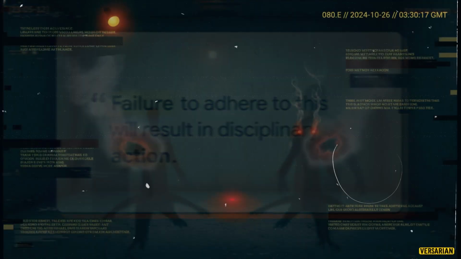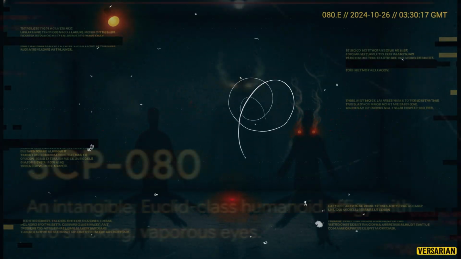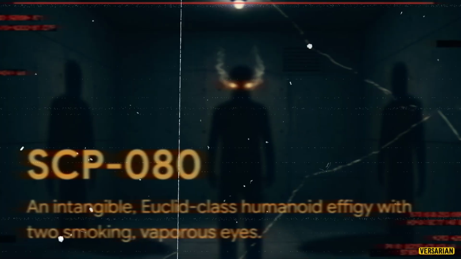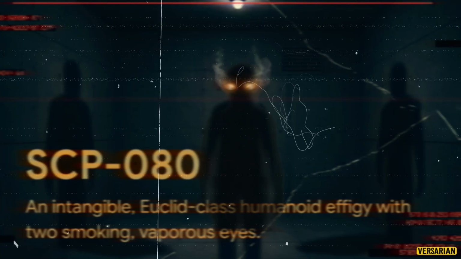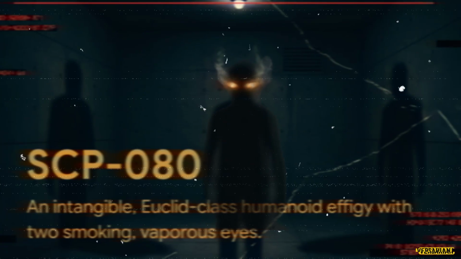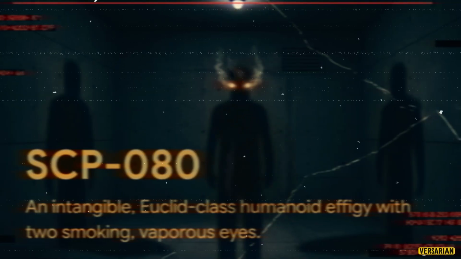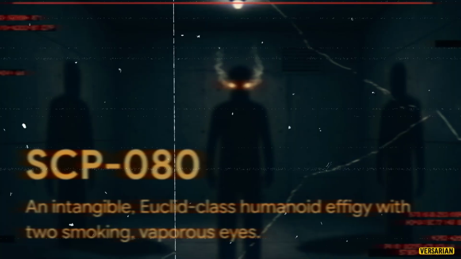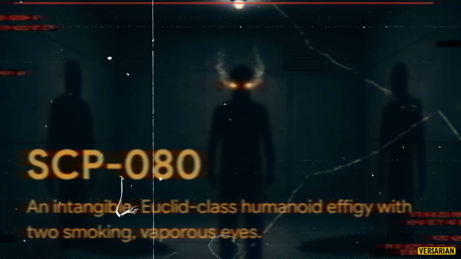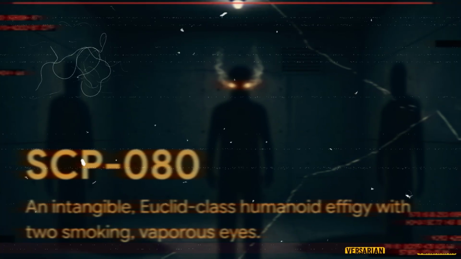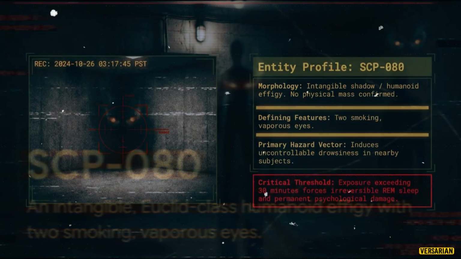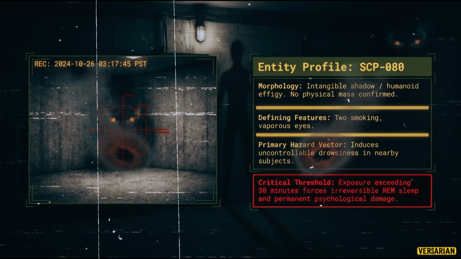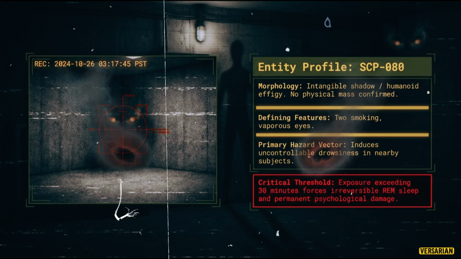Section 2. Entity Description. So what exactly is sitting in that chamber? SCP-080 is an intangible Euclid-class humanoid entity. We still don't even know if it actually possesses physical mass, because every single attempt to physically interact with it has failed disastrously. But even without a solid body, personnel consistently report the exact same terrifying visual: a giant blackness, presenting like a shadowy effigy, punctuated only by two smoking, vaporous eyes piercing right through the dark.